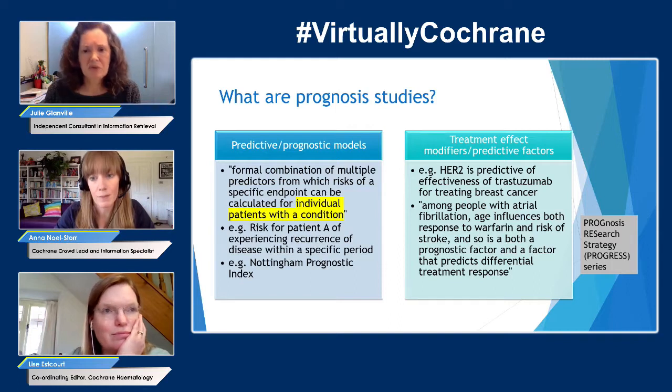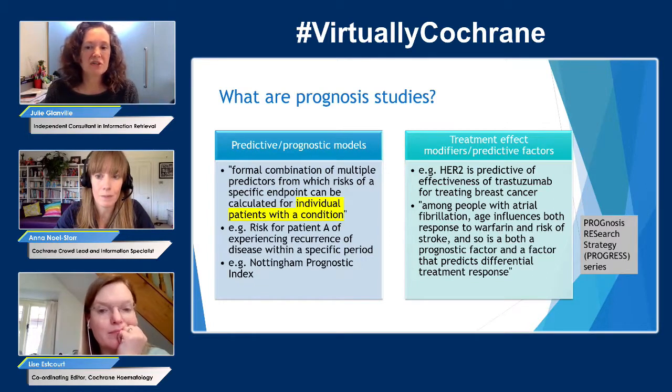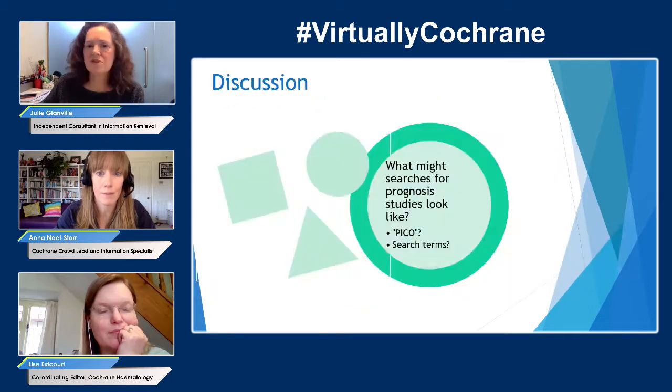And then the fourth type of prognosis study identified by the Progress series of papers is the studies of treatment effect modifiers and predictive factors. For example, biomarkers that predict how effective a treatment with a particular intervention is going to be in treating people with a particular disease. So these are the different types of study.